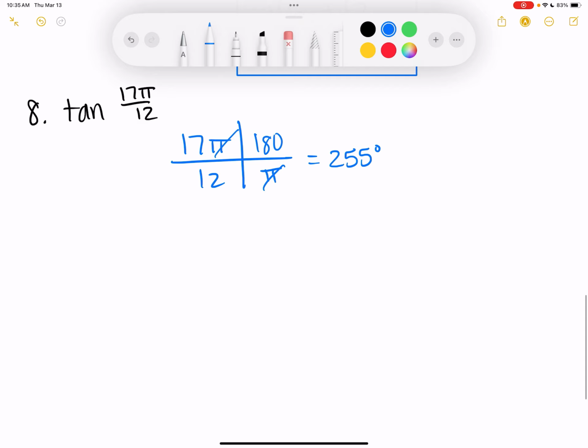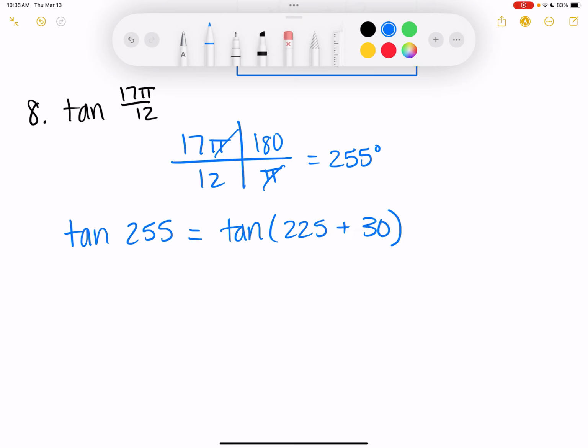So now I'm going to replace this and say tangent of 255 instead. So I need two angles that I can either add together or subtract to give me 255. 225 and 30. Good job. So now, tangent formula.